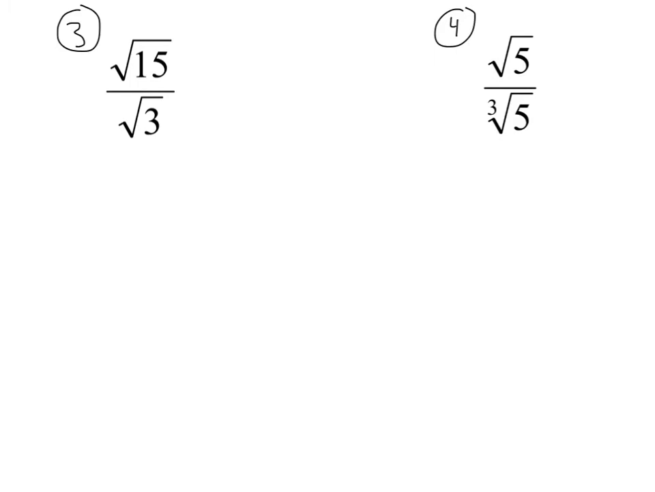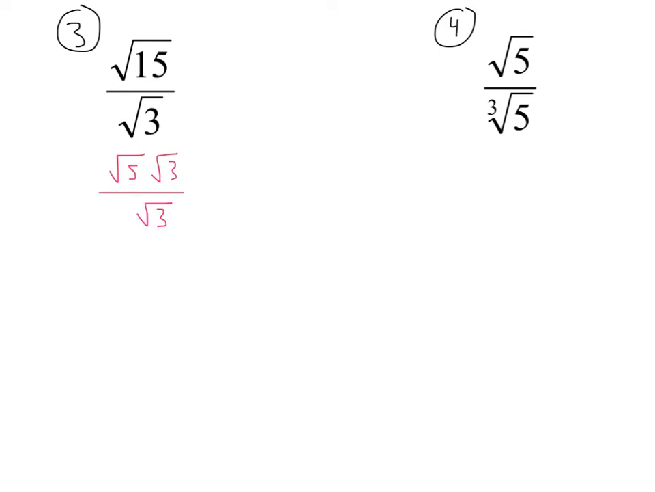Alright, so let's look at 2 more. Let's look at some division. We have the square root of 15 divided by the square root of 3. On this one, I could factor the square root of 15 as the square root of 5 times the square root of 3, and I'm dividing that by the square root of 3.